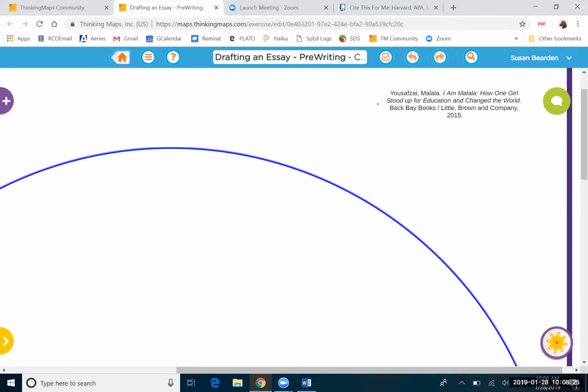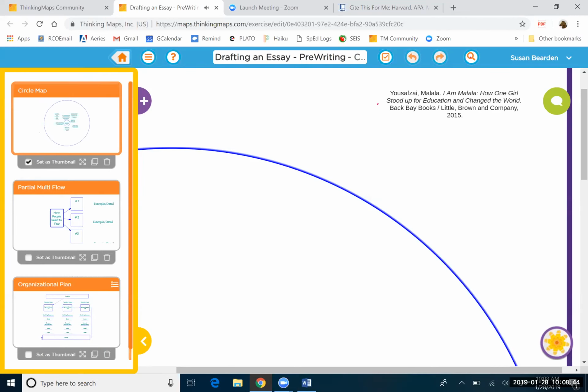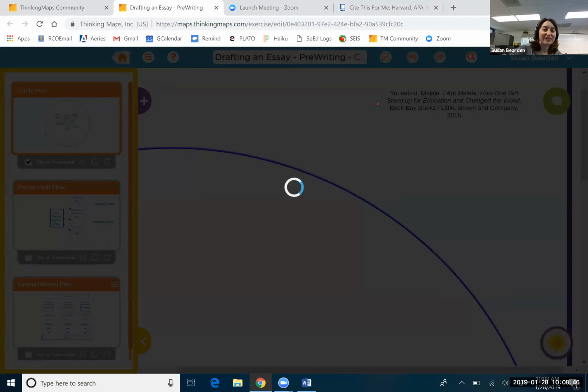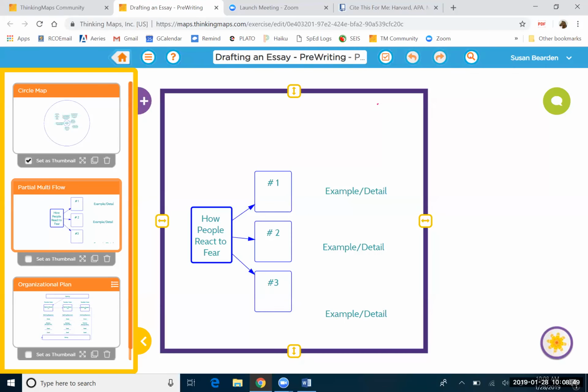All right, so ladies and gentlemen, I've kind of chatted. Hopefully you've had a little time to add a little bit more to your circle maps. I want to show you what comes next in the process so that we've got the first 2 steps under our belt when we leave today. So the next map we're going to look at is, let me just move things around on my screen. It's getting crowded here. Okay, so the next map we're going to look at is what we call a partial multi-flow map.